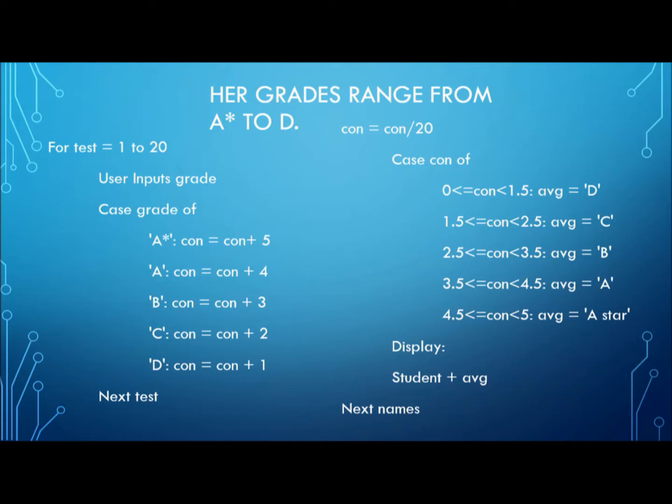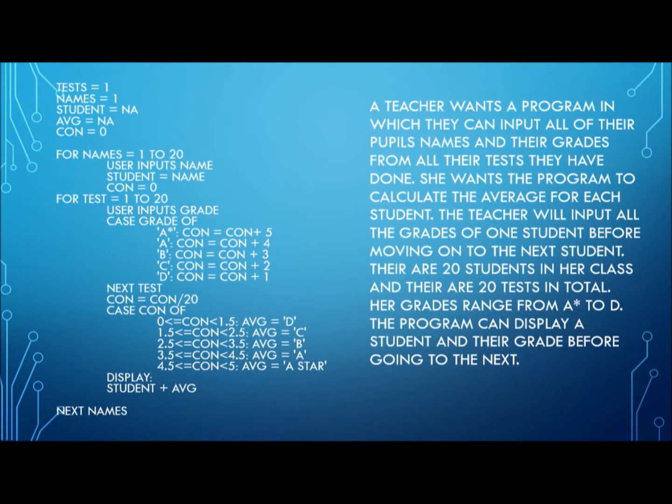And then after all this, we say display student plus average. Student is the name that has been inputted, and the average is the average score. So then it goes to the next name and then loops back. So this is an overview of the question and of the final answer that should be written.